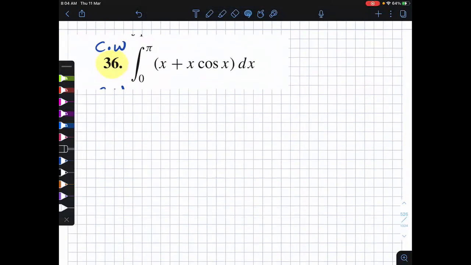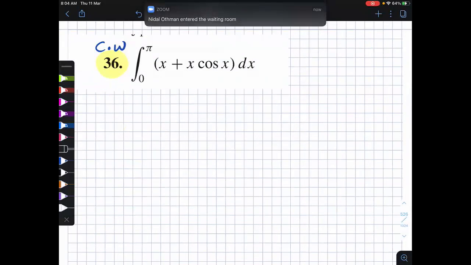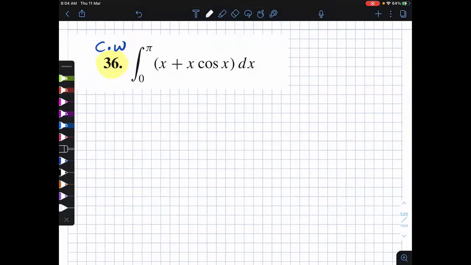We have here number 36, which is the integral from 0 to pi of x plus x cosine x. Okay, I think that we did this exam yesterday as a classwork, but I'd like to solve it quickly. We can write it as the integral from 0 to pi of x dx, and then plus the integral from 0 to pi of x cosine x dx.